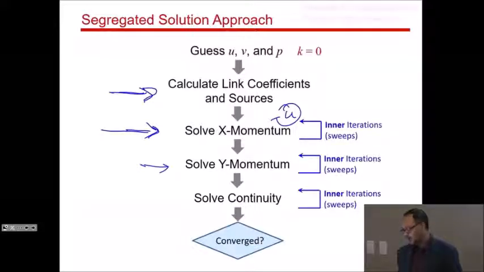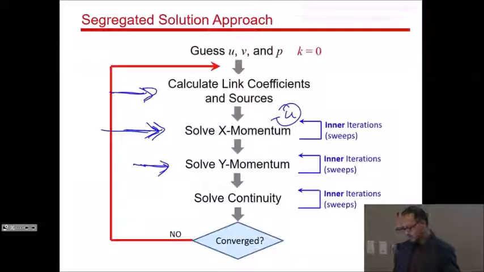Then you check to see, have all three equations converged simultaneously? Suppose this one converges and this one doesn't converge, then that means your overall solution hasn't conserved the two momentum equations and the mass conservation equation simultaneously. The three conservation equations need to be satisfied simultaneously. Just conserving one of them is not good enough. So that's what we mean by converged. If no, then you go back and redo everything.